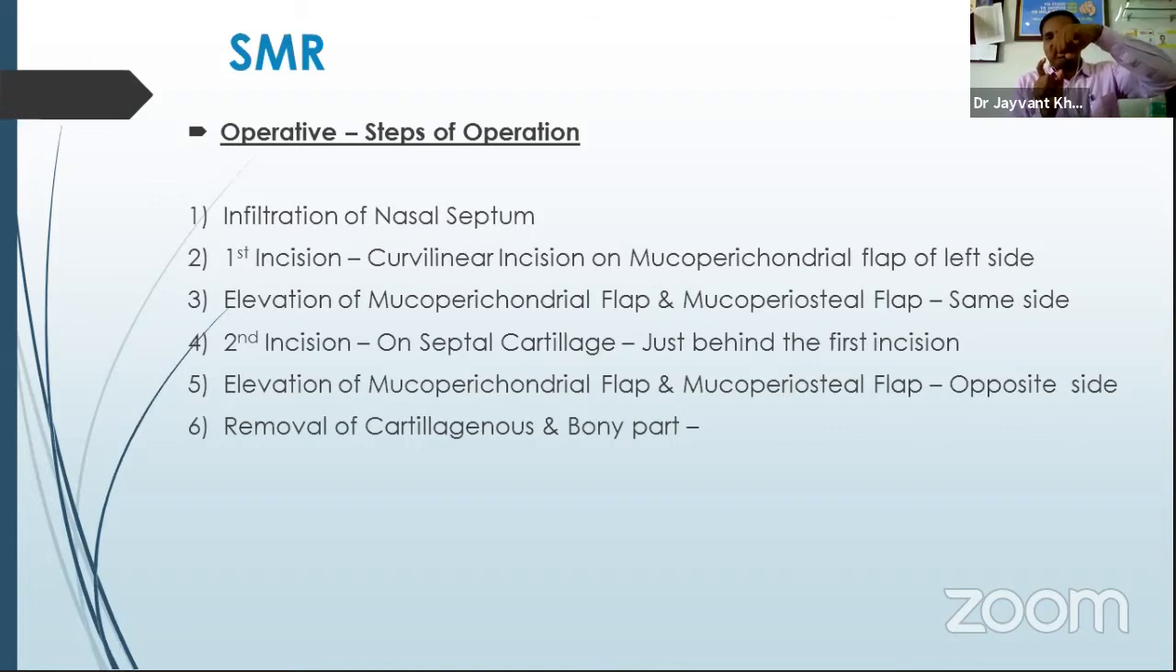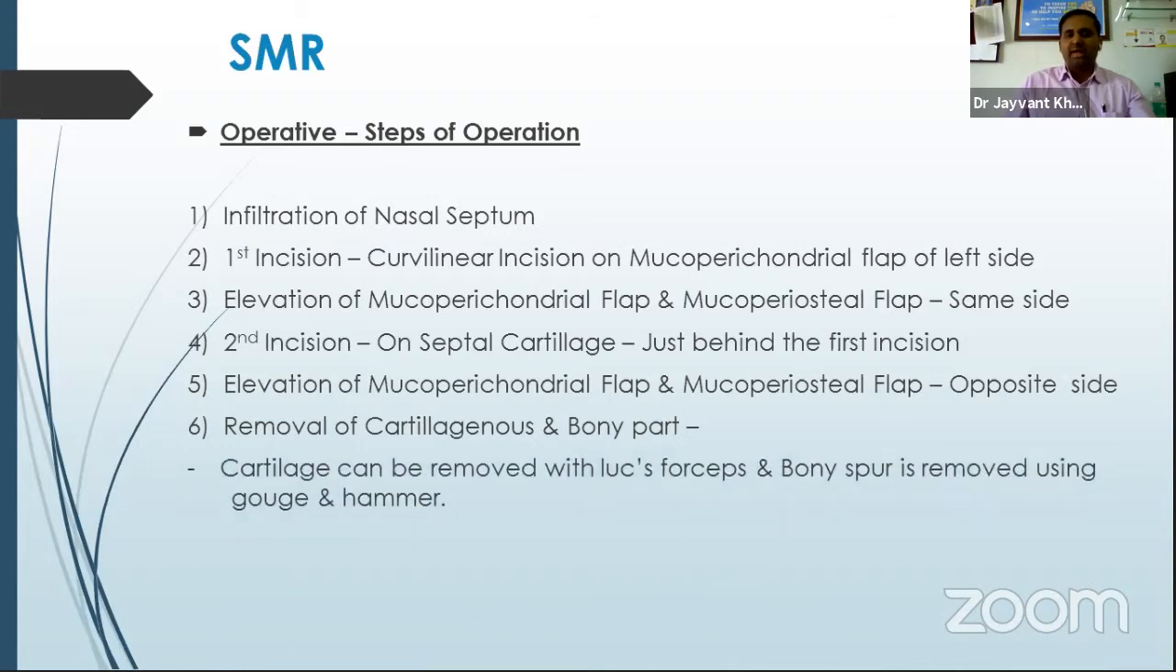Okay, then we have to catch it with Lux forceps. Cartilaginous part or bony part is removed irregularly by the Lux forceps. Then we have to regularize the cartilaginous or bony part of the nasal septum with the help of gouge and hammer. Okay, that means removal of cartilaginous and bony part. Cartilage can be removed with Lux forceps and bony spur is removed using gouge and hammer.